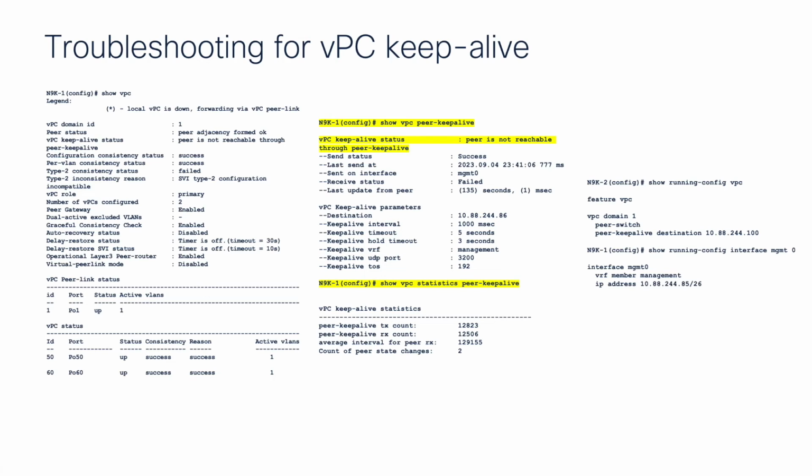In this scenario, Nexus 9K2 has as peer-keepalive destination IP address 10.88.244.100. This is incorrect since Nexus 9K1 has IP address 10.88.244.85. After this is changed, last update from peer should constantly refresh. In fact, every 1000 milliseconds, since this is the keepalive interval. Also, peer-keepalive TX and RX counts should increase.